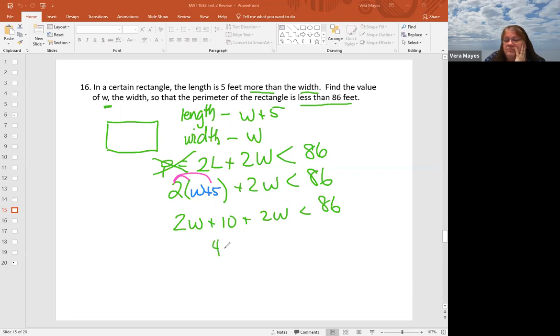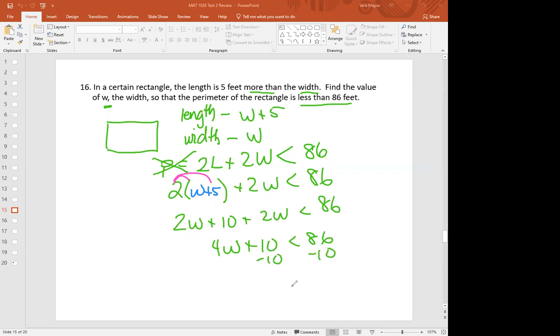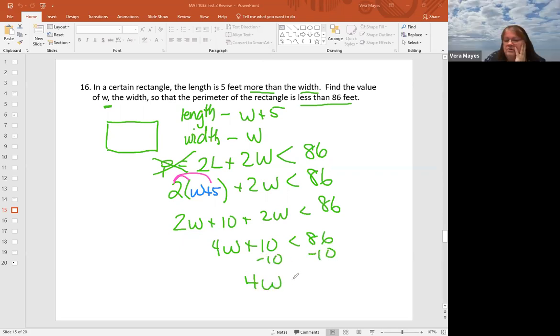So we end up with what? 4W plus 10 less than 86. Go ahead and subtract our 10. So 4W less than 76. Divide by your 4. So W has to be less than, what was that, 19? And then everything's in terms of feet.